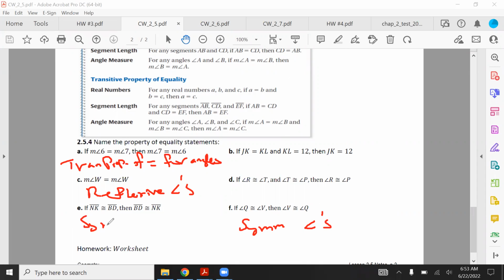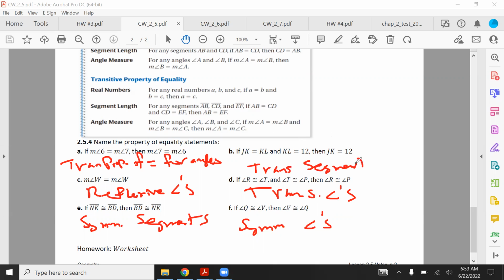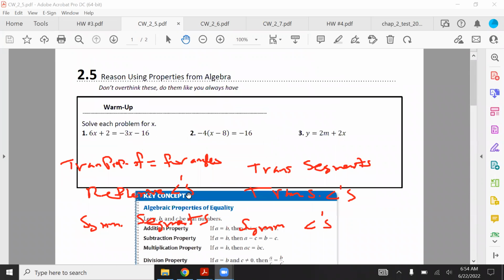E is going to be symmetric for segments. Symmetric means just swap the two. R equals T, T equals P, R equals P, that's transitive for angles. And finally, JK equals KL, KL equals 12, so JK equals 12, that's transitive for segments. Okay, so we've talked about some reasons and properties, and that concludes the video for 2.5.